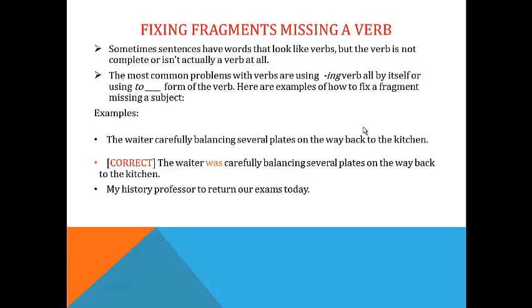So another example is: my history professor to return exams today. Is there a verb here? In the sentence, the to return seems like a verb, it seems like an action, but the to form can never be the verb. You either need to add a verb to the sentence or change the to form of the verb. So what I've done is I have added a verb. I said, my history professor promised to return our exams today.